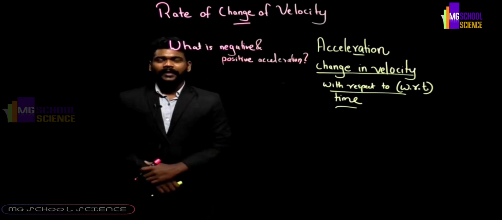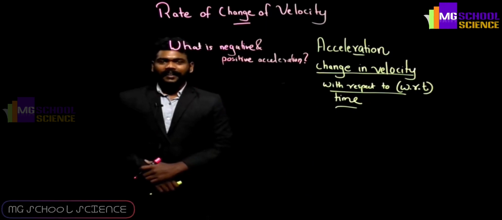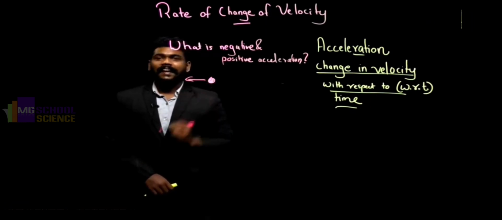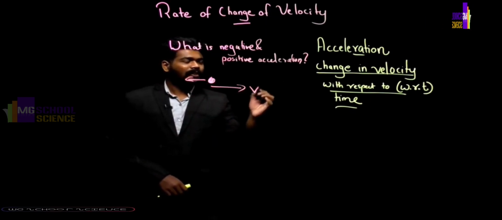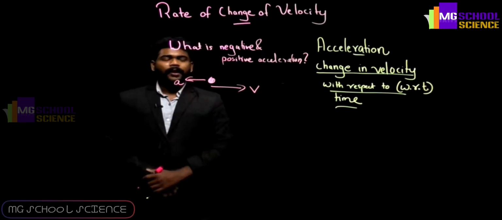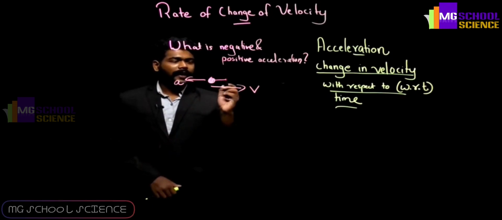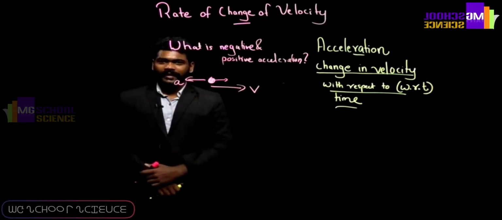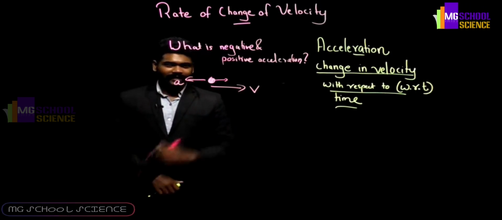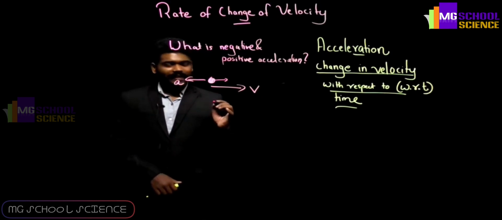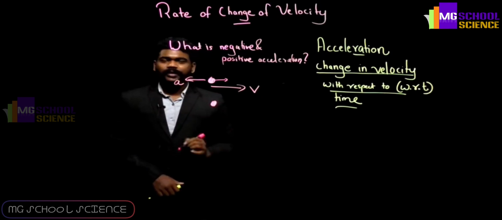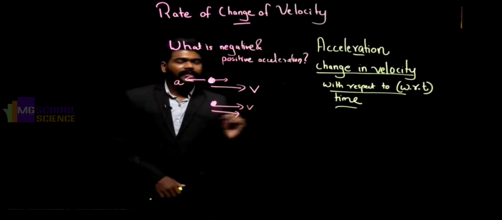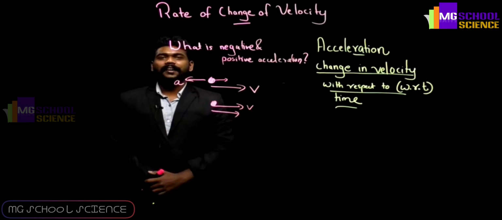Then what do you mean by negative and positive acceleration? Negative acceleration is whenever the acceleration of the body is against the direction of its velocity. That is, whenever an object is moving in this direction with a velocity v, if the acceleration is against the body, then it is a negative acceleration. Then what is a positive acceleration? That is, whenever an object is moving with a velocity v in this direction and the acceleration is given in this direction, then it is a positive acceleration.